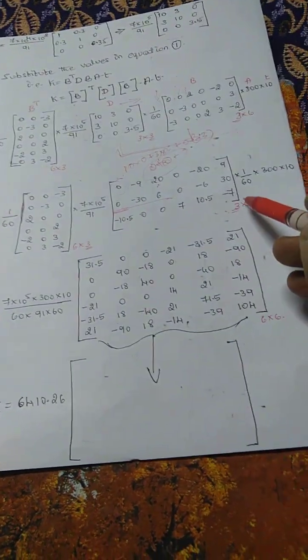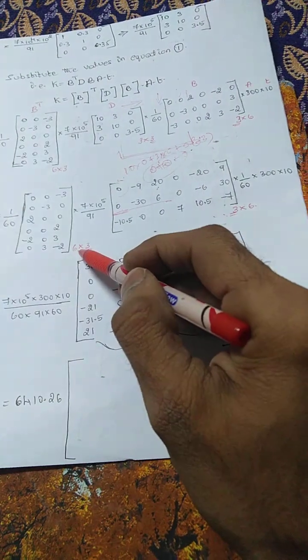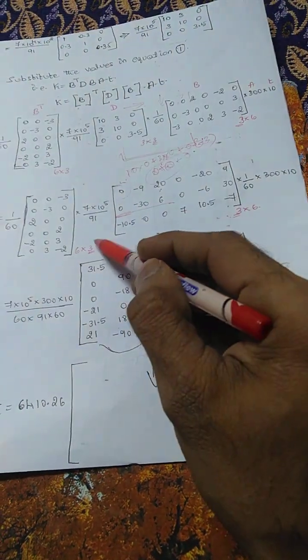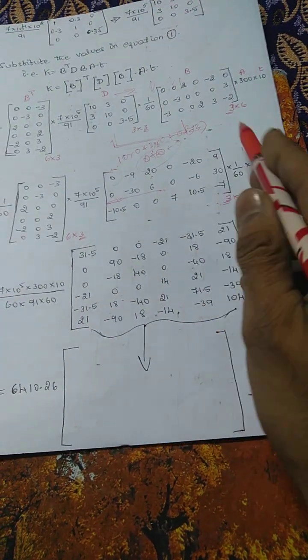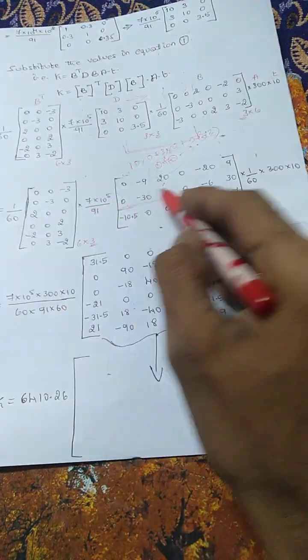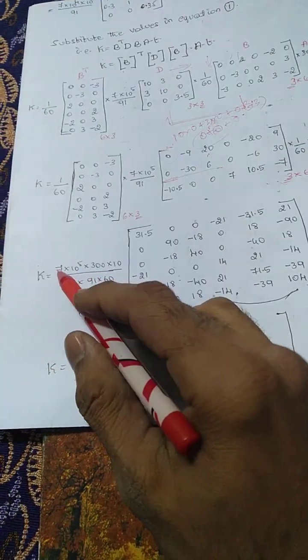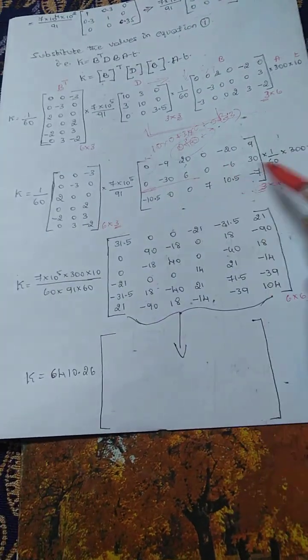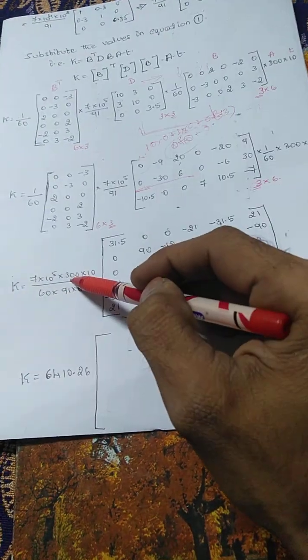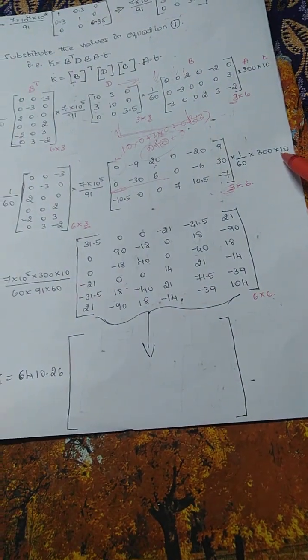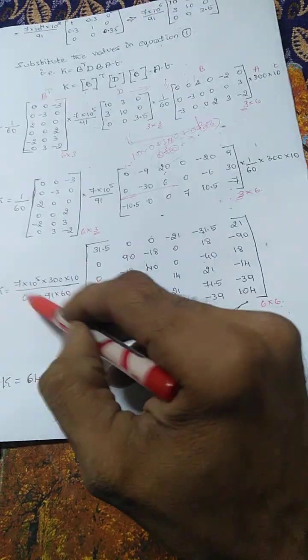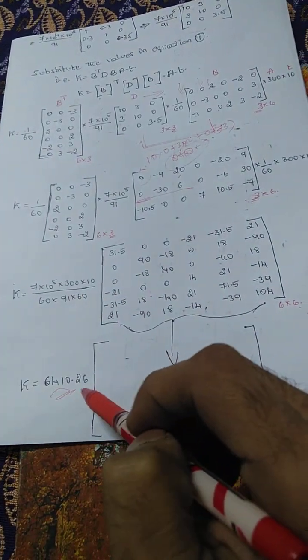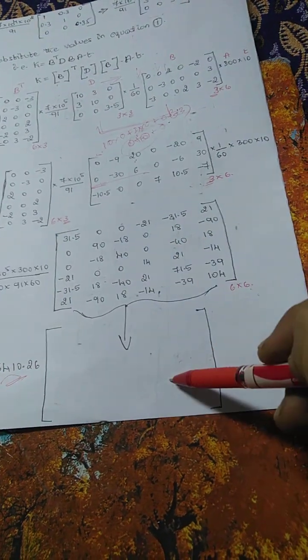Okay, next, after getting this one, this will be a big table because it is a 6 into 3 matrix and a 3 into 6 matrix, this can be done. So it will be a 6 into 6 matrix. Similar to that, you have to follow this and you will get the 6 into 6 matrix. So here this 7 into 5 divided by 91 into 300 into 10 divided by 60, here this 60 and this 60. So this will solve to 6410.26, and rewrite this one here.